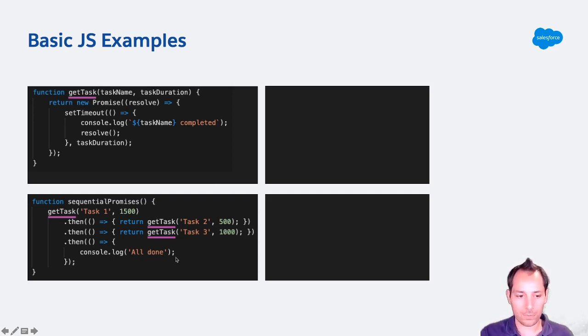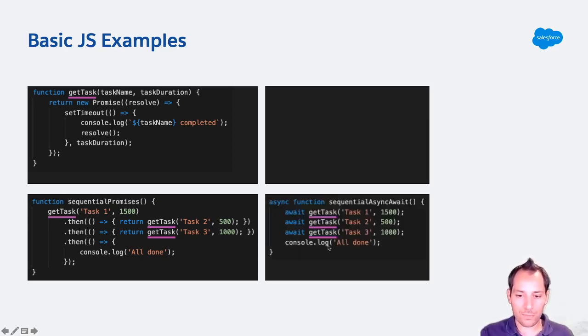Pretty simple to understand. Now this is the first syntax with promise chaining, and you can do exactly the same thing with this other syntax here with async await. This is the exact same code with the new syntax. We pay attention to the async here on the top function, and then the await to execute all the tasks in the right order, 1, 2, 3.